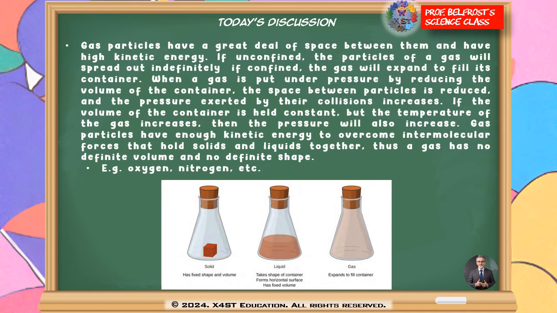This is the third state. Gas particles have a great deal of space between them and they have high kinetic energy. Even confined, the particles of a gas will spread out indefinitely. But if confined, the gas will expand to fill its container. When a gas is put under pressure by reducing the volume of the container, the space between particles is reduced and the pressure exerted by their collisions increases.